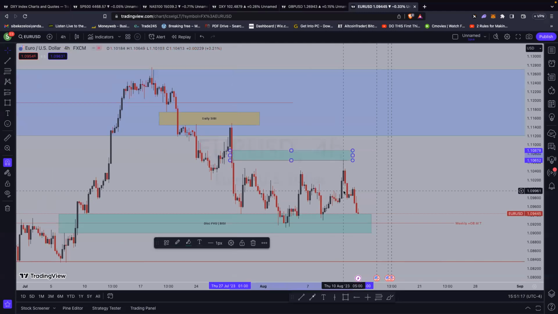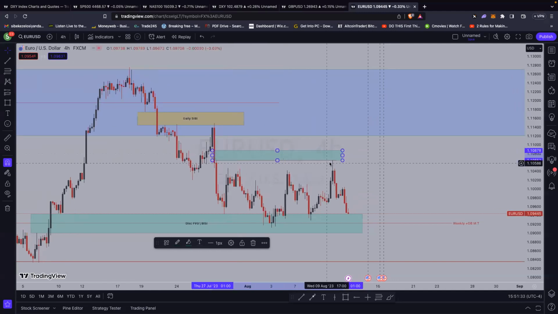1.10652, 1.1064, not 549. So it didn't enter the fair value gap. Well, this is, of course, according to this broker. I don't know about any other broker, but I can say if we did enter the fair value gap, it was an institutional order flow entry drill. It was a pip or so, right?